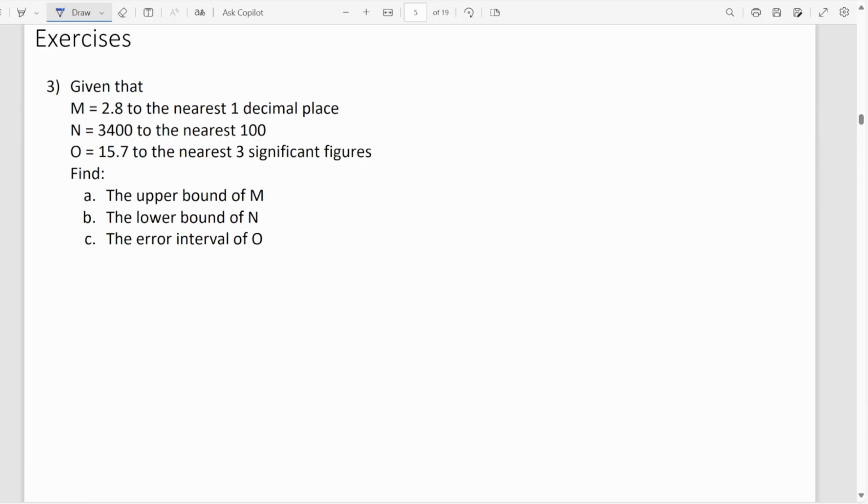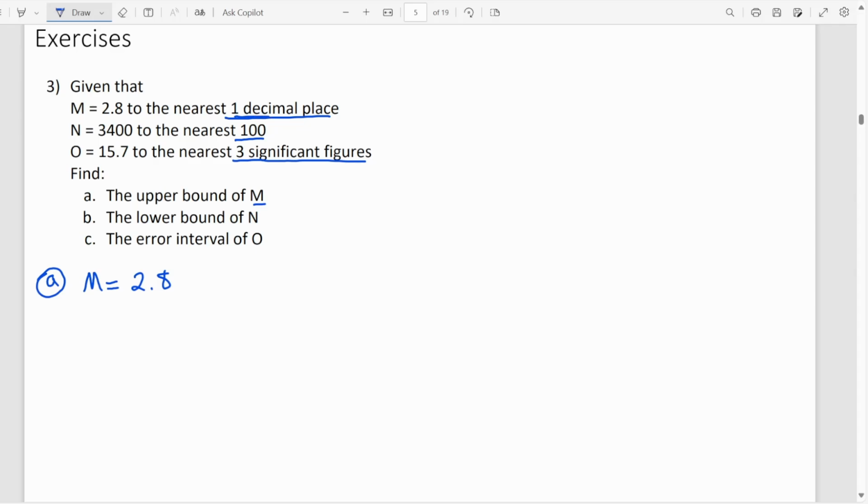Okay, let's take a look at this question. So given that m is equal to 2.8 to the nearest one decimal place, n is equal to 3,400 to the nearest 100, and O is 15.7 to the nearest three significant figures, find the upper bound of m. Okay, so A. Now the upper bound of m, we're going to write m down firstly. M is equal to 2.8, and this is rounded to the nearest one decimal place.